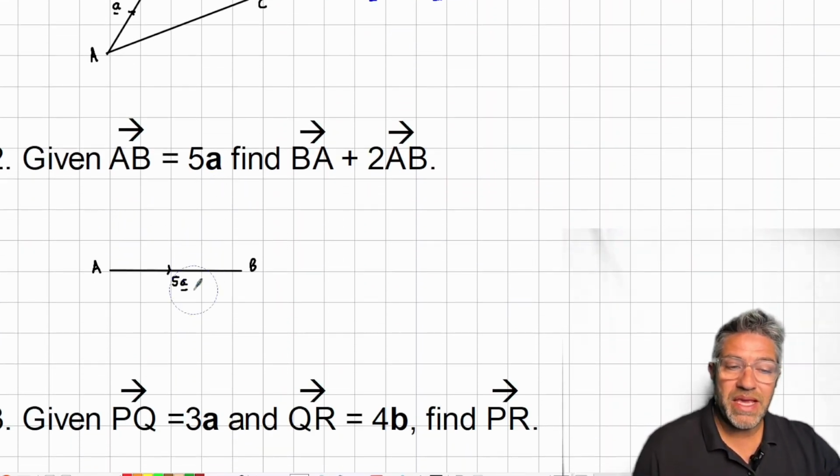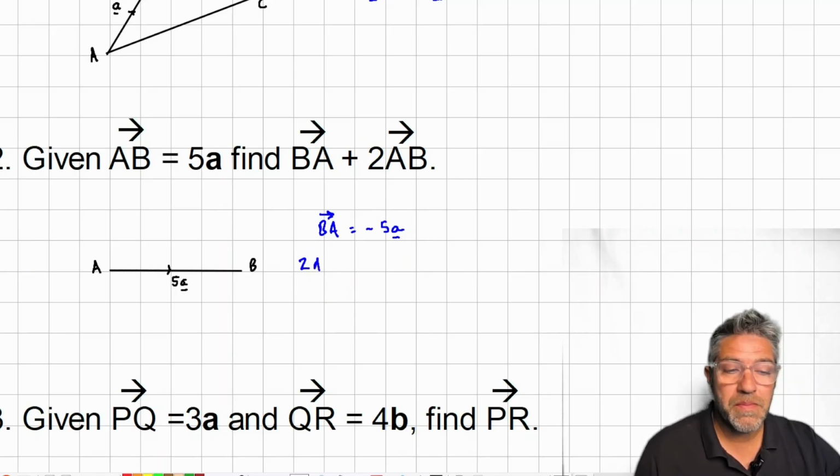Given AB equals 5a, so again, I've just drawn a straight line, A to B, 5a, and my arrow again. Find BA plus 2AB. Well, BA, let's do that first, is going in the opposite direction. So that will simply be negative 5a.